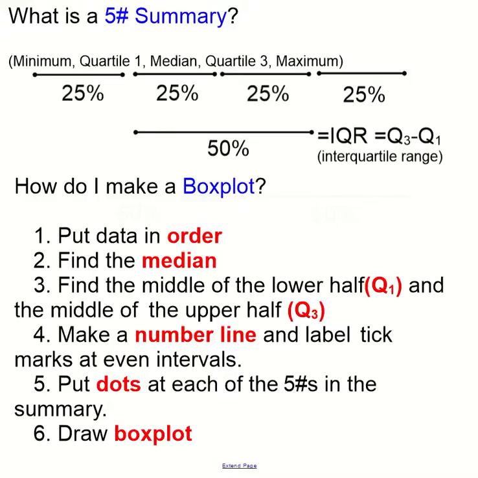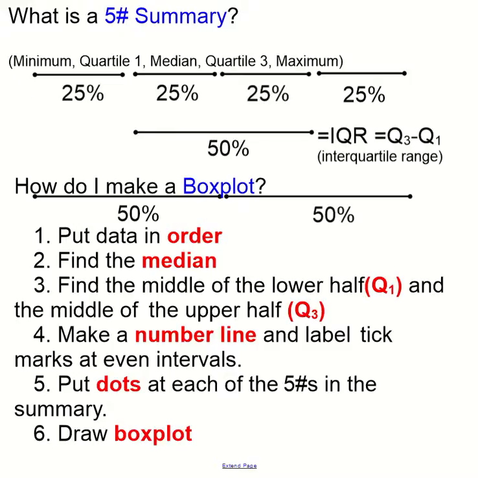So, how do you make a box plot? First, we put the data in order from least to greatest, and then we find the median. So we find that number that splits up the data to 50% smaller and 50% bigger. And then we find the middle of that lower half. So we would go into this bottom 50% and find the median of the bottom 50%. And then we find the median of the upper 50%. And these become our quartile 1 and our quartile 3.